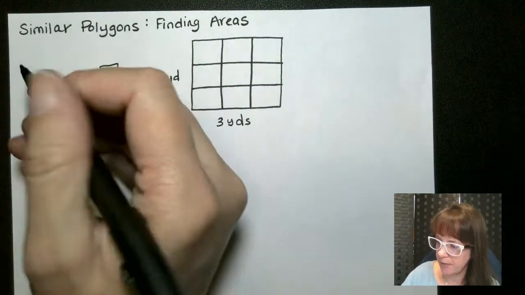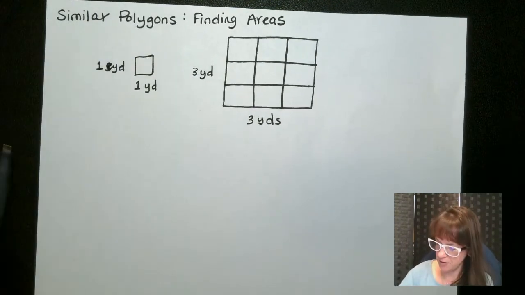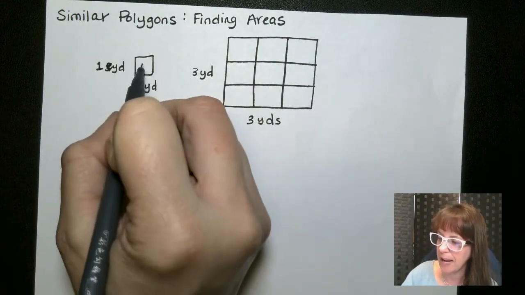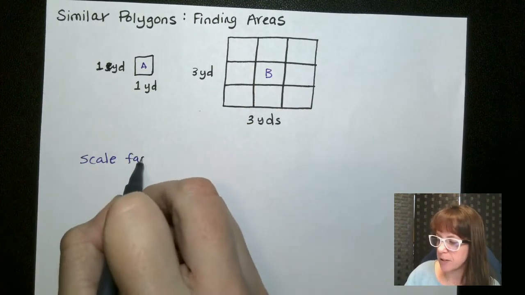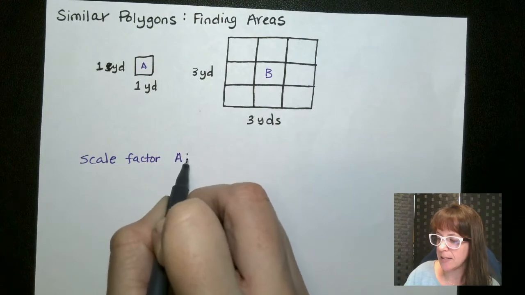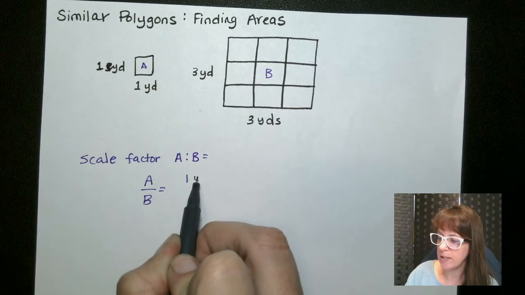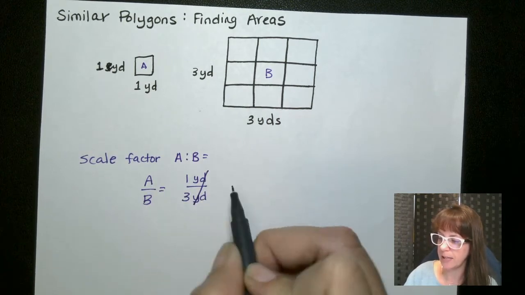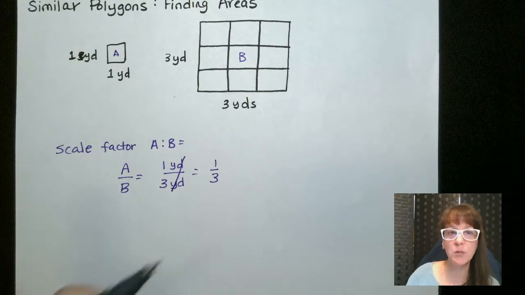If I asked you to find the scale factor here, let's do this. We're going to say the scale factor, and we'll call this one A and this one B, the bigger one B. So our scale factor for A to B is going to equal A over B. We have 1 yard over 3 yards, and then we cancel out our units and we're left with 1 over 3. So our scale factor for our sides or our perimeter is 1 to 3.